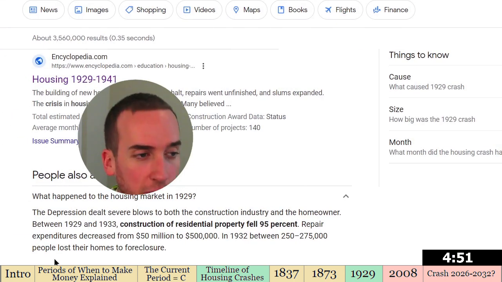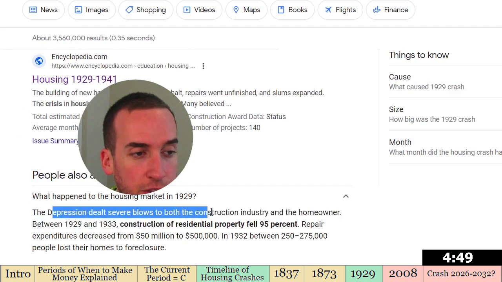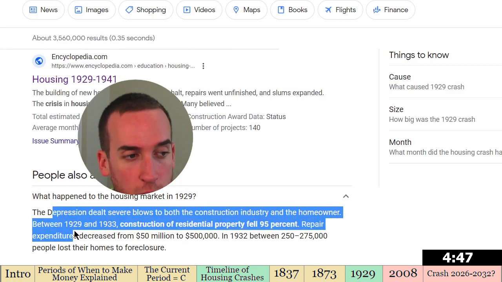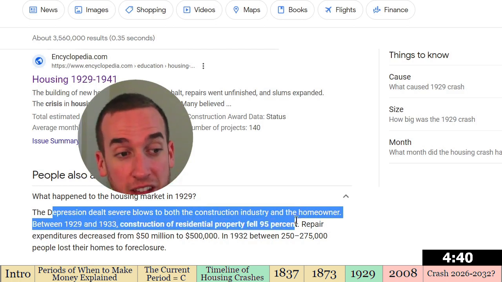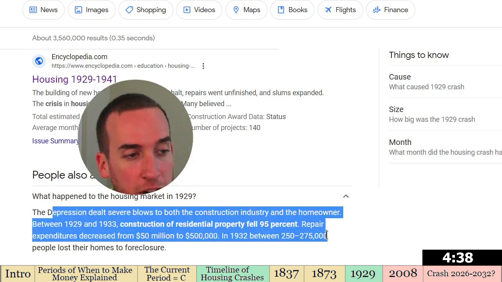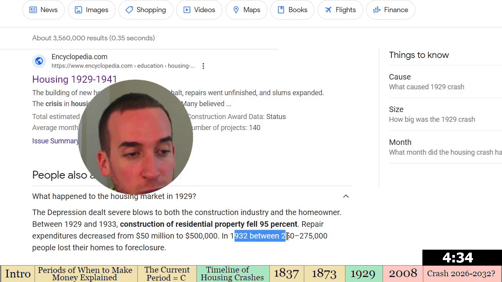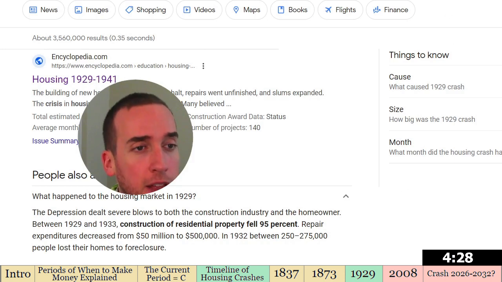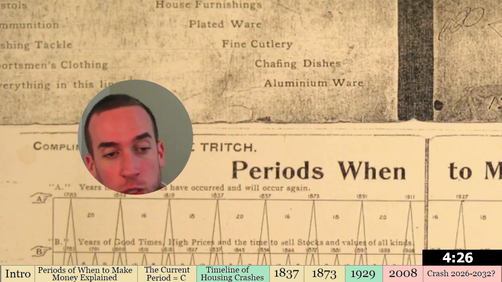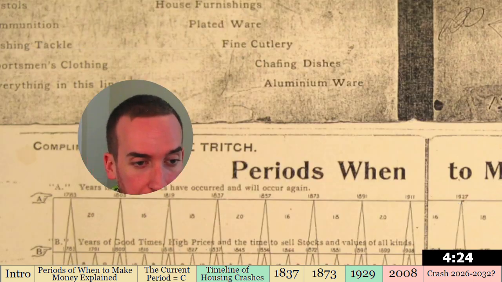What happened in the housing market in 1929? The Depression dealt severe blows to both the construction industry and the homeowner. Between 1929 and 1933, construction of residential property fell 95%. Repair expenditures decreased from 50 million to 500,000. In 1932, between 250 to 275,000 people lost their homes to foreclosure. Ouch.